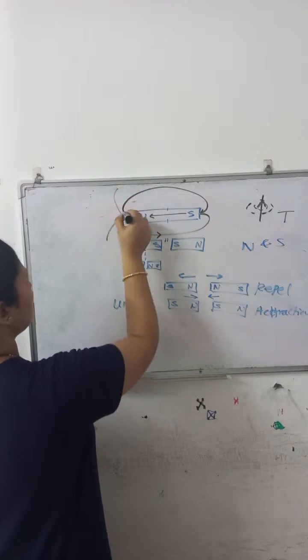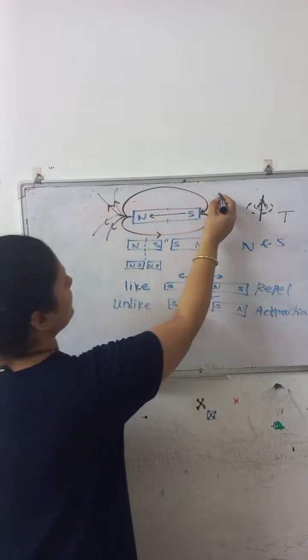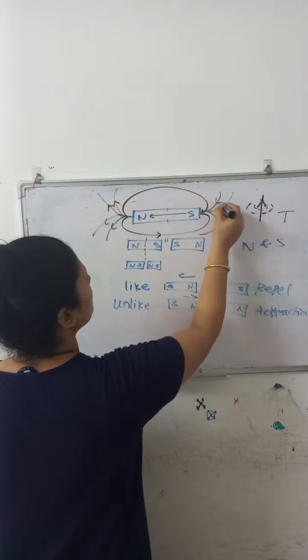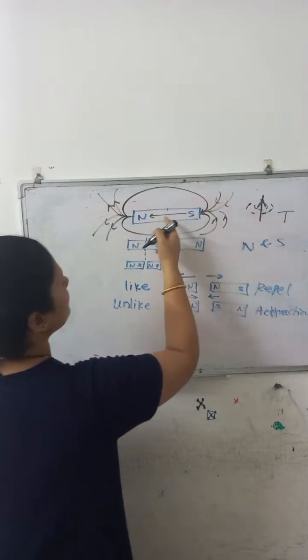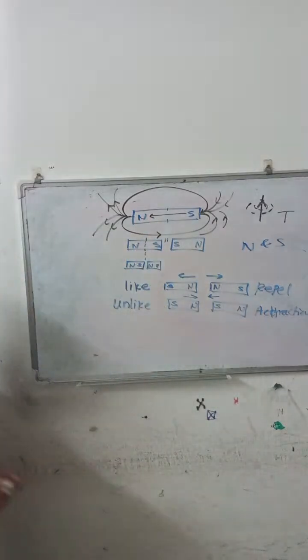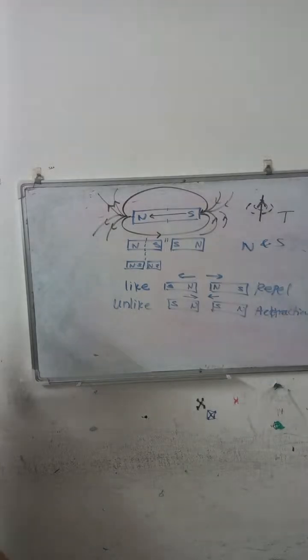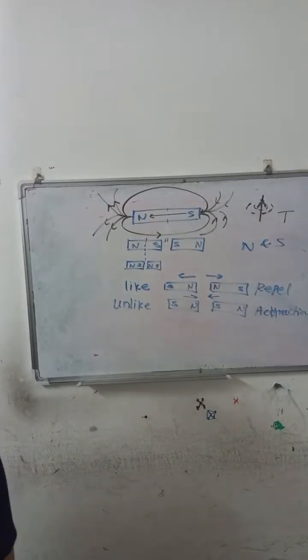So these are nothing but the magnetic field lines, which go from north to south externally, and internally they travel from south to north. So these are the magnetic field lines. And one more time I will explain: what is a magnetic field?